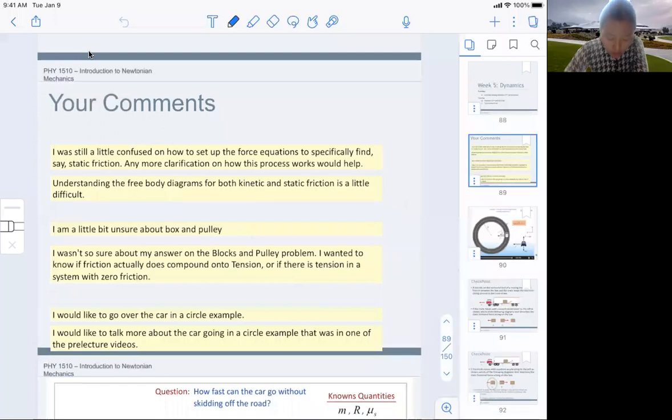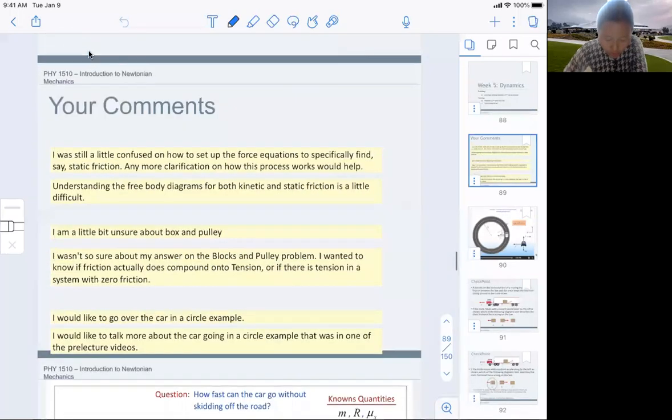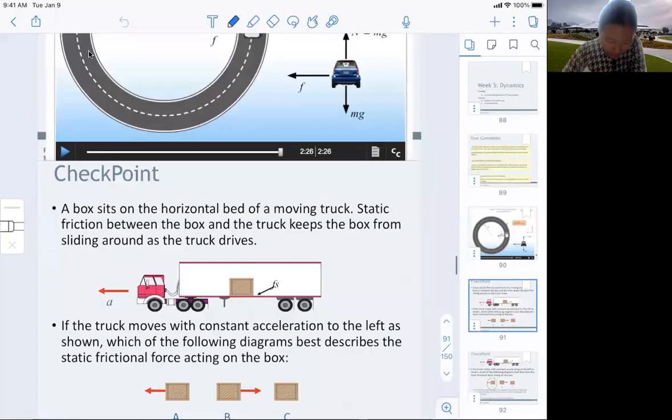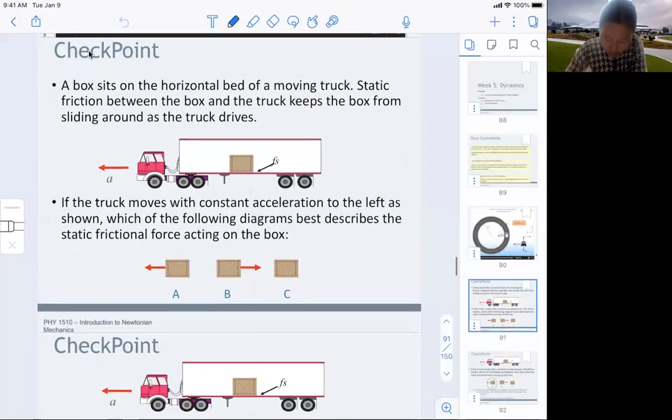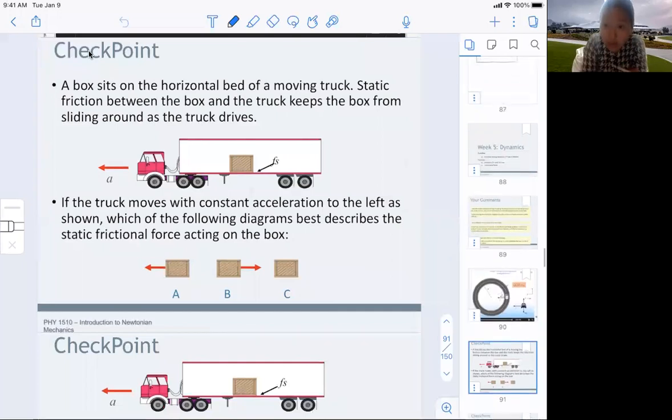Some of the comments mostly have to do with the box and pulley problem. There's some question regarding the circular motion, and I want to talk about the circular motion with this pre-lecture question, along with the rotating barrel of a ride that you see in the state fair. So we will talk about that at the end of our discussion. First, we want to solve more Newton's second law problems. Okay, so without further delay, let's take a look at this particular checkpoint question that you have already done.